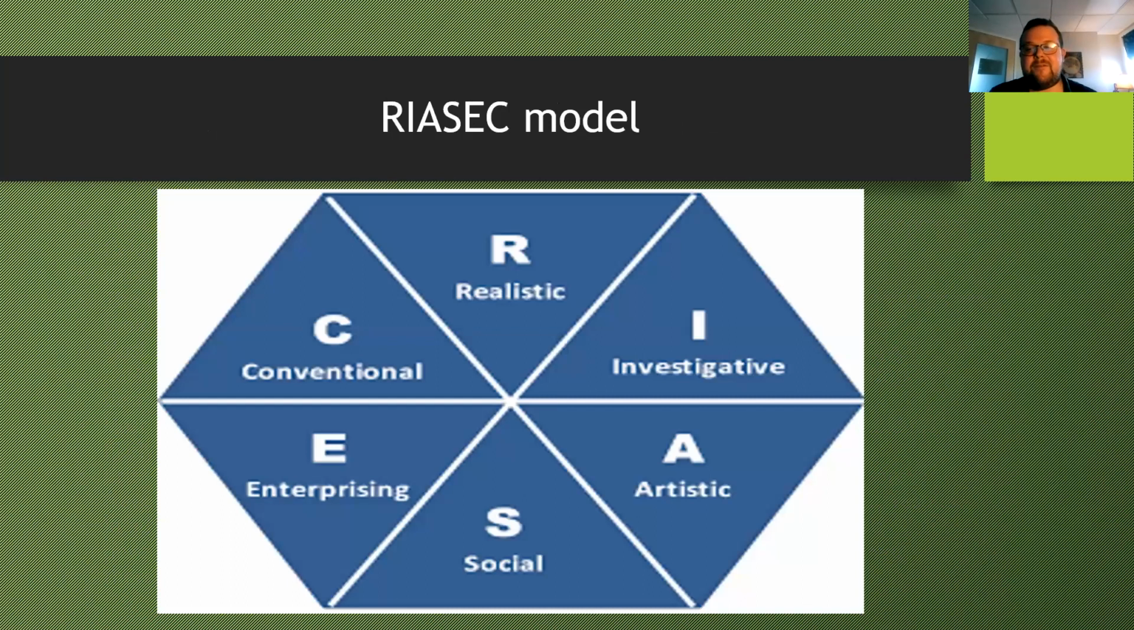So this is a very common career trait theory known as RIASEC, developed by John Holland. Again, if I remember correctly, this was the 1940s. I may be off on when this was developed, so put that to the side. RIASEC stands for realistic, investigative, artistic, social, enterprising, and conventional.